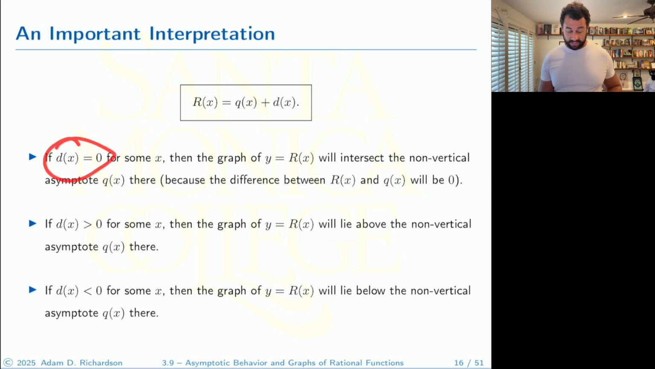The answer is, well, it does if d of x equals 0, or it might bounce or cross. We'll tell that when we look at the difference function itself. But anytime this is 0, your graph is going to intersect that asymptote. Anytime this is positive, your graph is above it. Every time it's negative, your graph is below it. And that's pretty much it. So there's a lot of information contained in this thing.